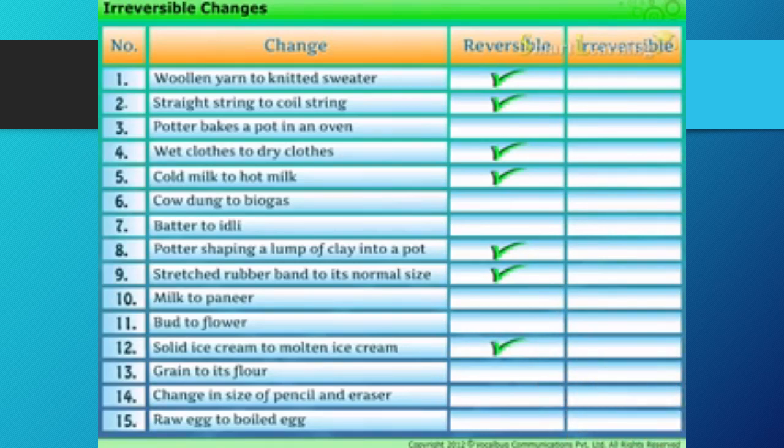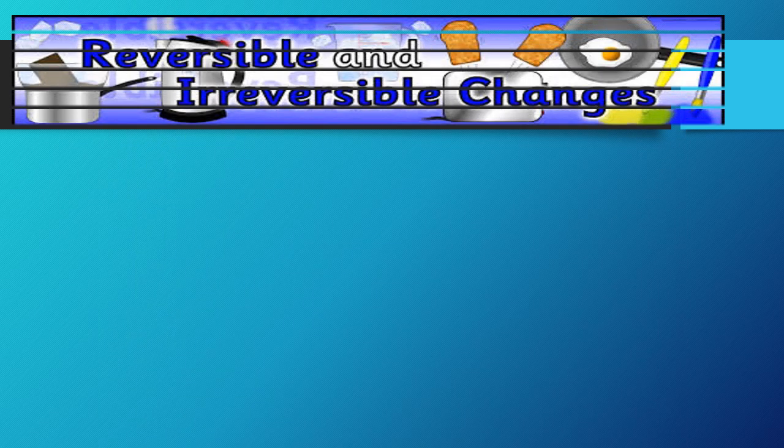Whereas the irreversible ones are potter bakes a pot in an oven, cow dung to biogas, batter to idli, milk to paneer, bud to flour, grain to its flour. Change in size of pencil and eraser after continuous use. Raw egg to boiled egg.